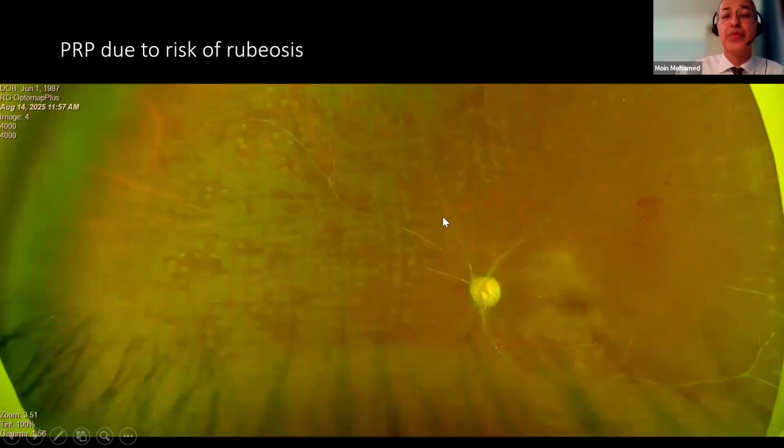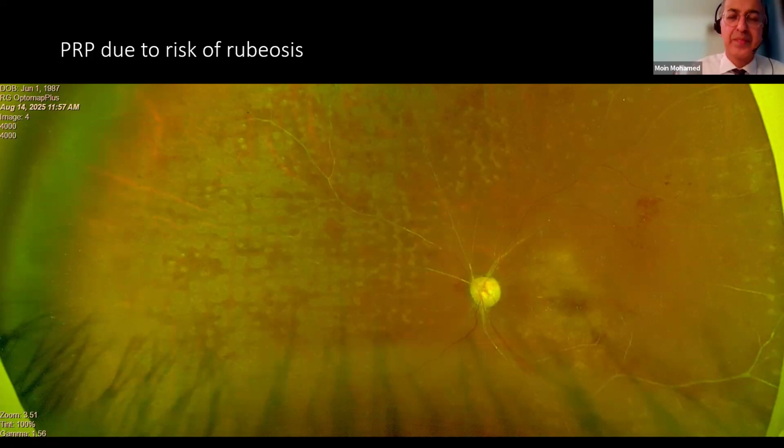So we end up doing a prophylactic panretinal photocoagulation because his risk of rubeosis is huge with that degree of ischemia. So that just adds insult to injury. So with any very ischemic vein occlusions, we do tend to do prophylactic PRPs because treating rubeosis is just an absolute nightmare.